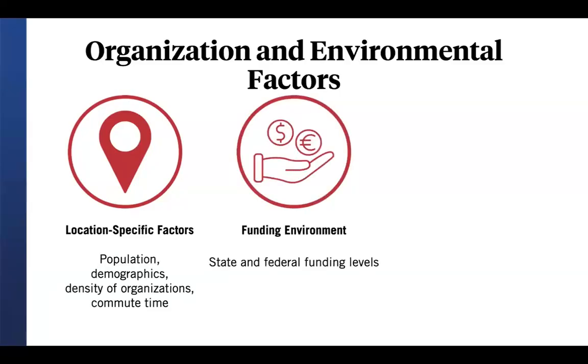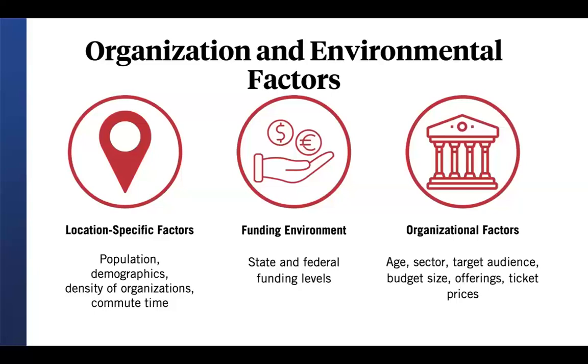The dashboard also takes into account characteristics of your local funding environment, like the level of state and federal government funding in your community. It also looks at organizational factors like your organization's age, specific sector, target audience, budget size, the number of offerings you have, and your ticket pricing. These are all things that are givens about your organization or community that we know also impact performance. Our researchers have analyzed how each of these factors affect key performance metrics and have controlled for these effects before providing your score on each measure.